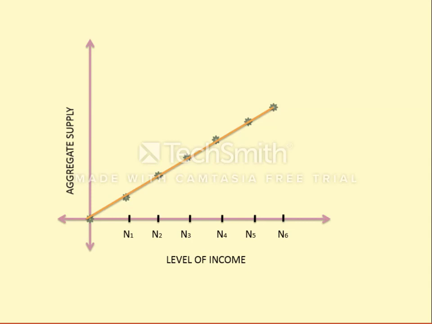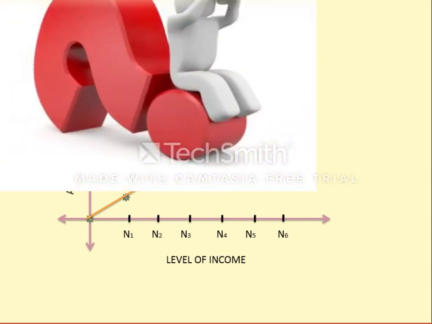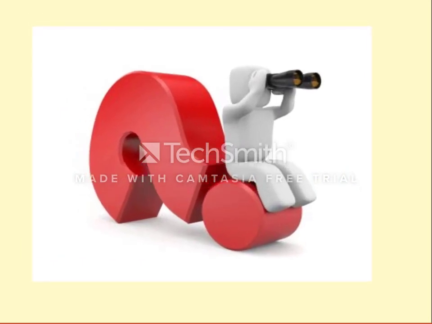As we know, every economy has limited resources. Suppose, as shown in the diagram, N6 are the maximum possible available resources in this economy. So, what will happen to the aggregate supply curve after the attainment of full employment of all N6 factors in the economy? How does the aggregate supply curve slope after the full employment?